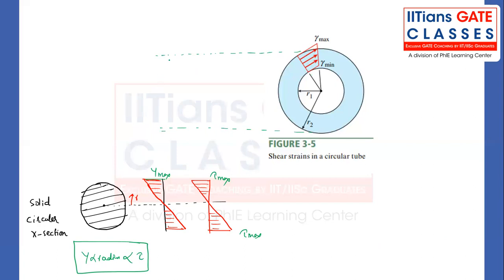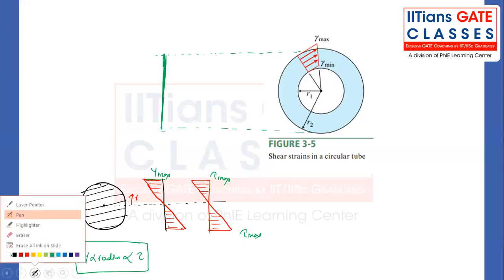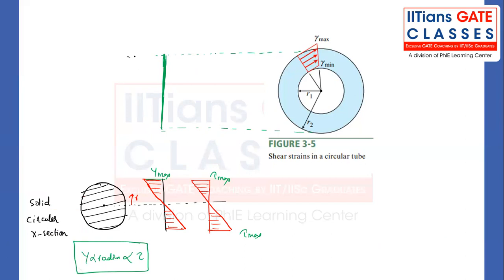So if we take the view, what will be the view, my dear friend? That's very important. The shear strain will be maximum, then minimum. There will not be any value because it is a hollow one. Then it is going to be something like this. Here it is gamma minimum. Here it is gamma maximum. Again gamma minimum, gamma maximum.